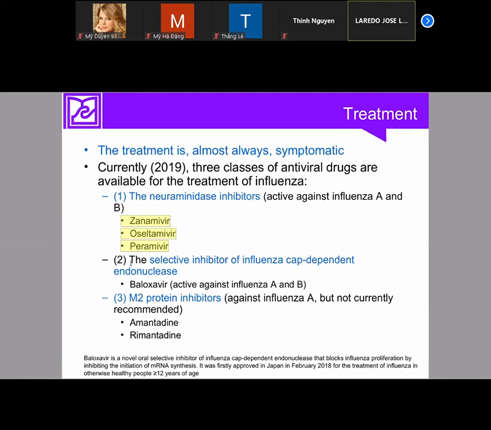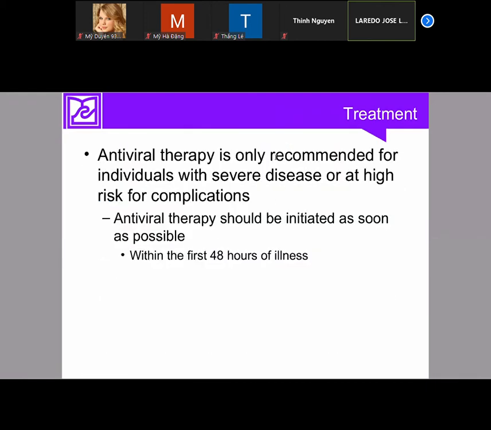And 1 year ago, we have another one that inhibits the transcription of RNA. It's called baloxavir. This one is available only in some places. It was approved 1 year ago in Japan, but we don't have much experience now with them. So the most common antivirals that we use against influenza are the inhibitors of the enzyme neuraminidase, zanamivir, oseltamivir, and peramivir. But this treatment is only recommended for people with severe disease or people who have high risk of complications, not with all the people.